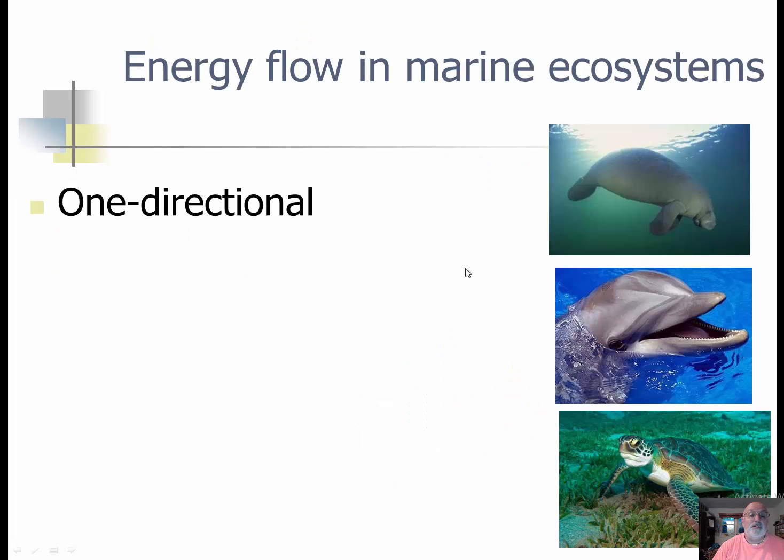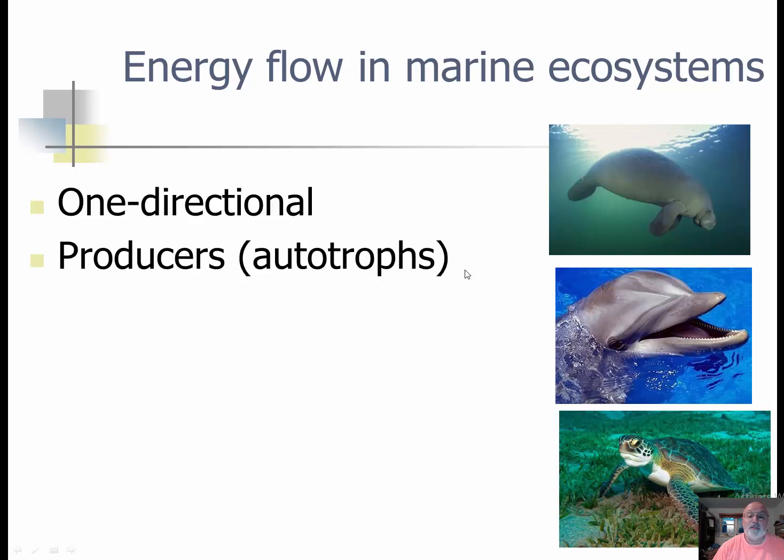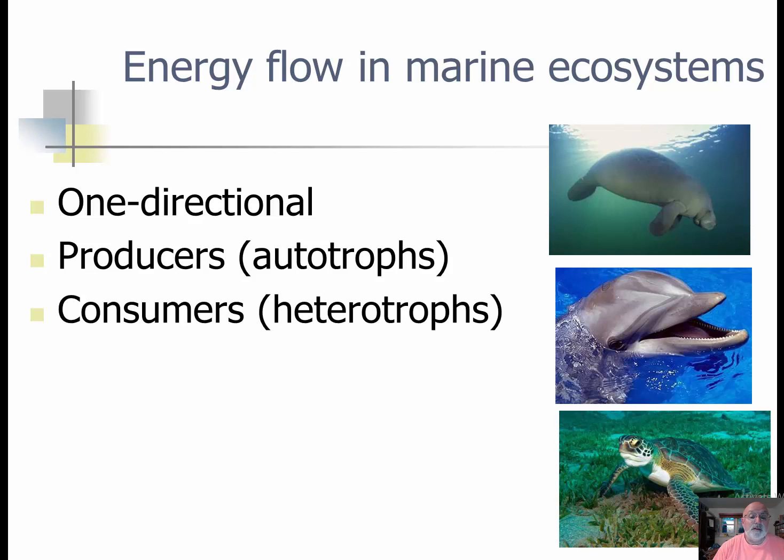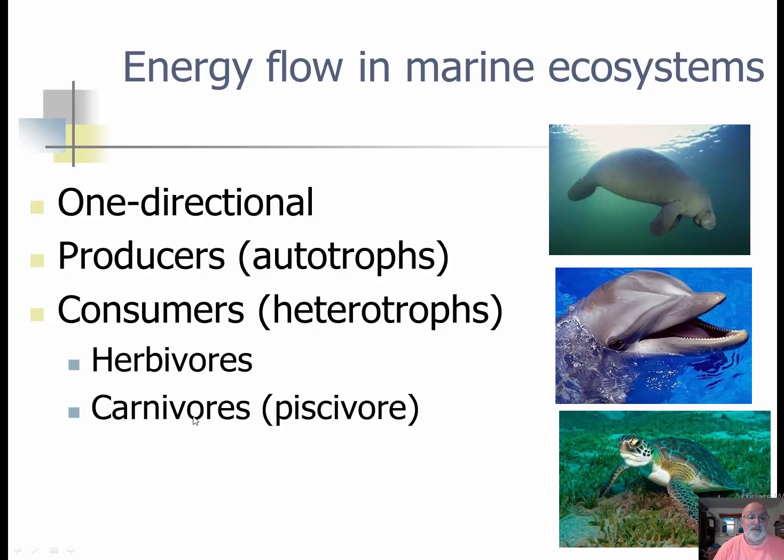Energy flow in marine ecosystems is one directional. It goes from producers, which are the autotrophs, taking in sunshine, making carbohydrates, making the glucose. It goes to the consumers, which are the heterotrophs. Then the herbivores, which are the plant eaters. The carnivores, which are the meat eaters, and primarily they're called piscivores, which are fish eaters. And then you also have omnivores, which will eat a little bit of both.